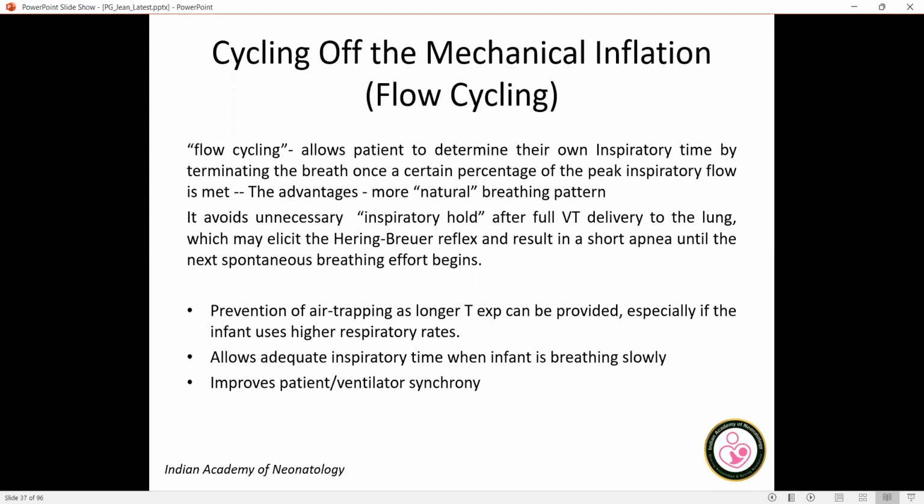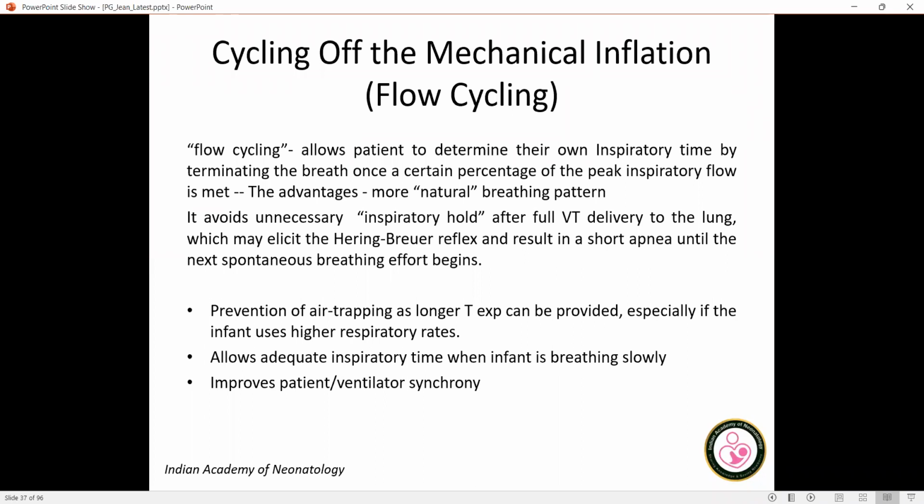There are mainly two advantages with this flow cycling. One, it is following a more natural breathing pattern, and it avoids the unnecessary inspiratory hold, which we already discussed. Another important thing is that it enables 100% synchrony between the baby and the ventilator, because here the baby is initiating respiration and the baby is terminating the respiration. Both are done by the baby. And second, it prevents gas trapping, which I already discussed.